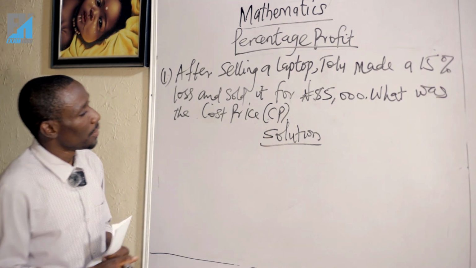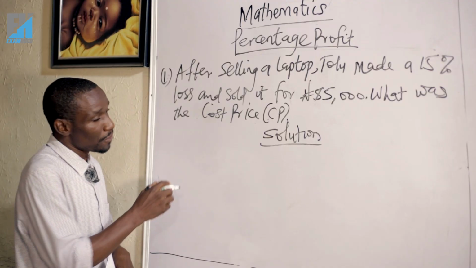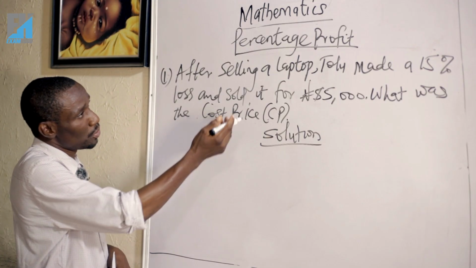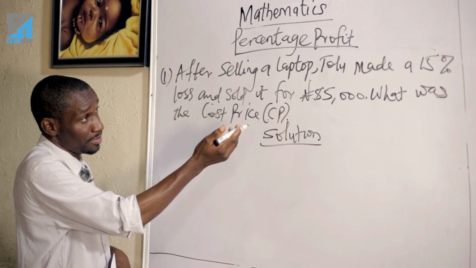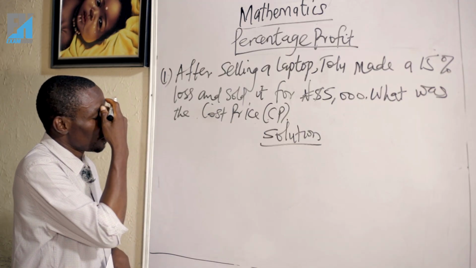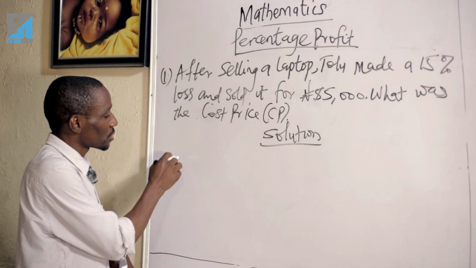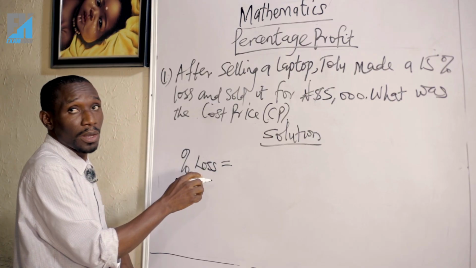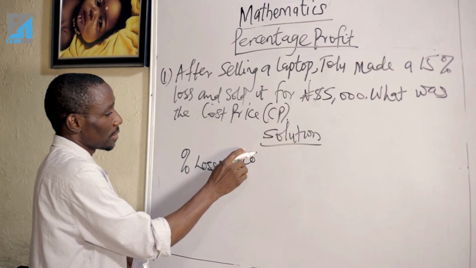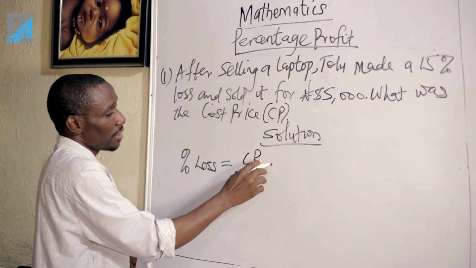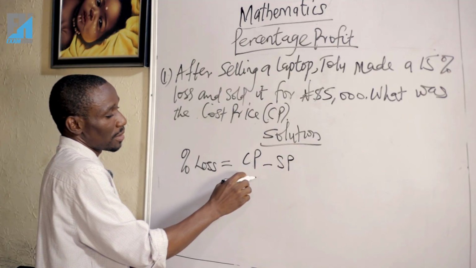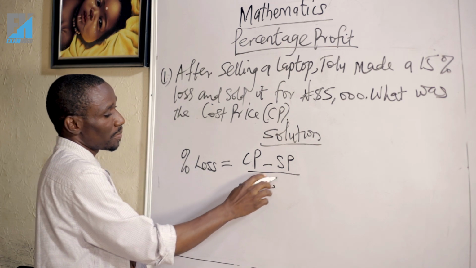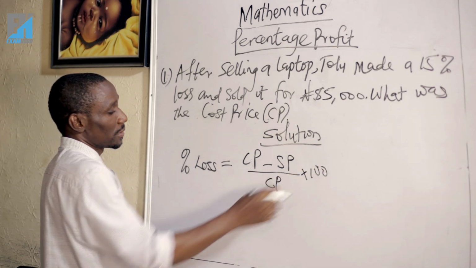We are going to bring in the formula for percentage loss, because it says Tolu made a 15% loss. Percentage loss is equal to the cost price minus the selling price, all over the cost price, times 100.